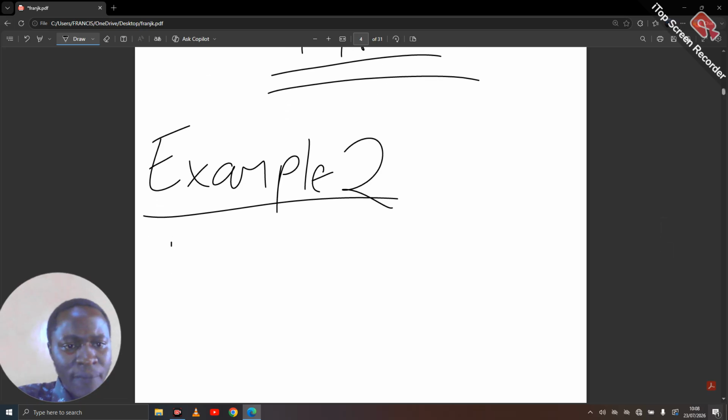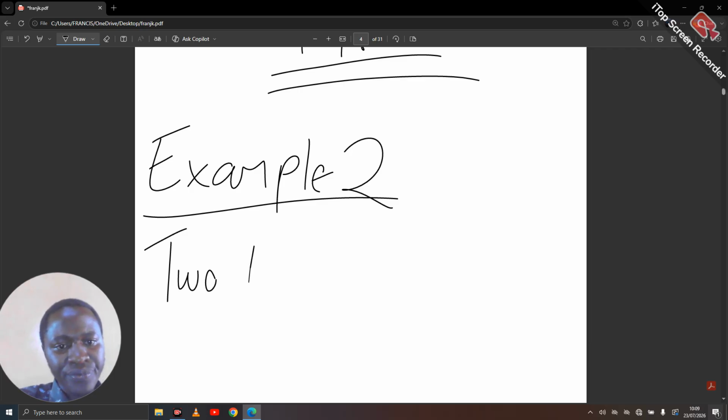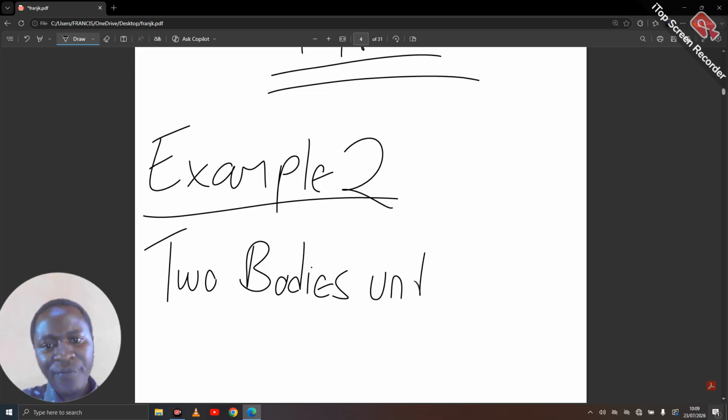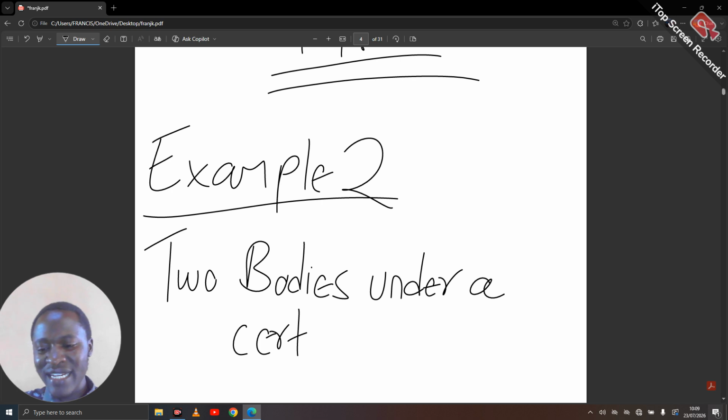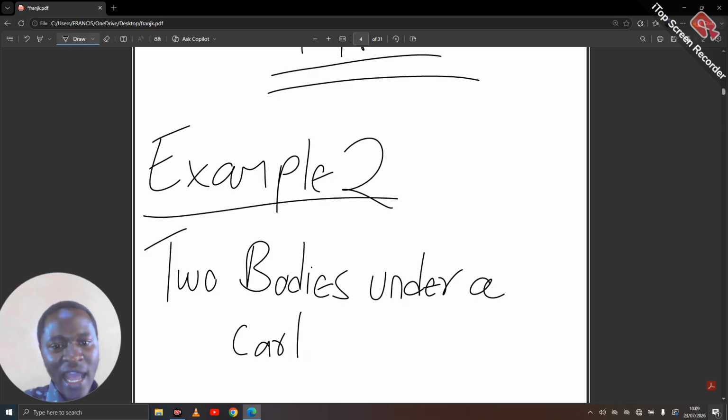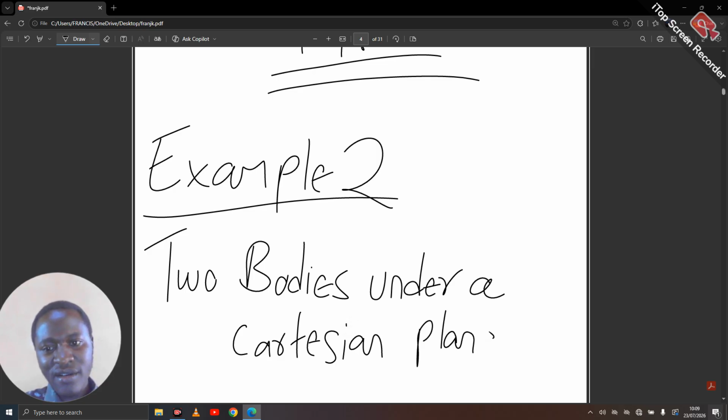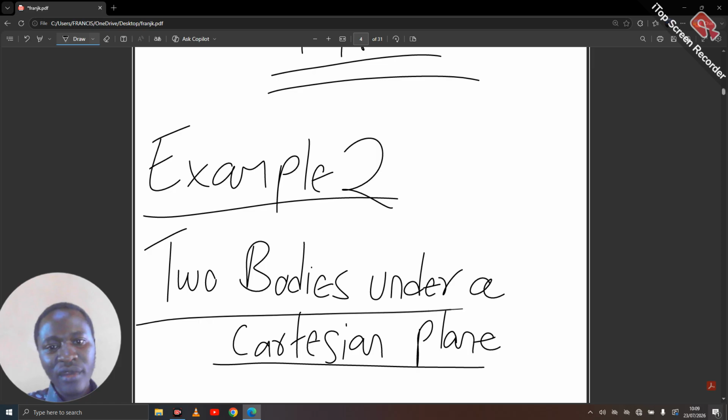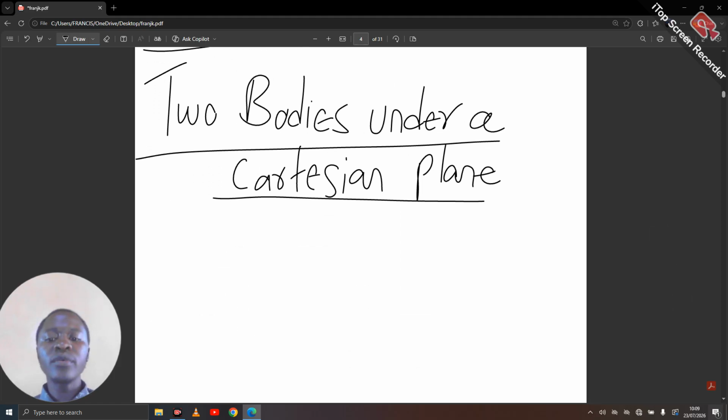Two bodies under a Cartesian plane. How is Cartesian written? Under a Cartesian plane. That is example 2.